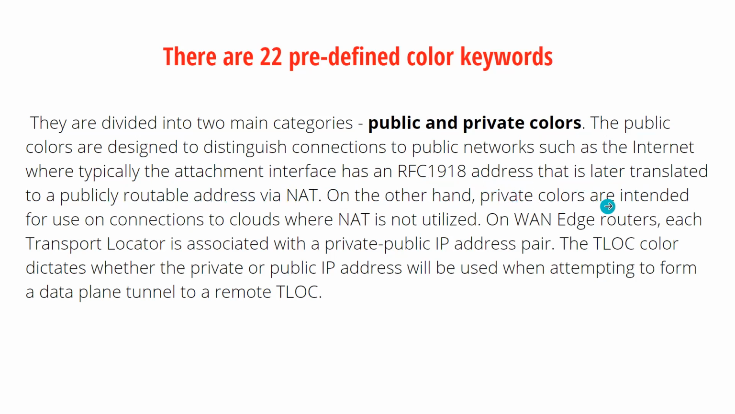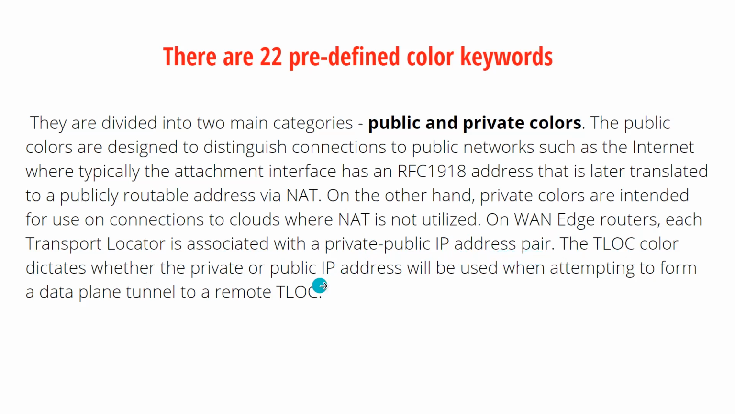On the other side, private colors are for use on connections to the cloud where NAT is not utilized. Right? The private to private connectivity, connecting two branch offices using MPLS, is a perfect example. No public IP is required, right? The ISPs will provide you private IPs, and you can still connect. If you are in India and the US, or any other two countries in the world, and you want to have an MPLS circuit, you will see that they will give you private addresses and all that. On WAN edge routers, each TLOC is associated with a private and public color address pair.